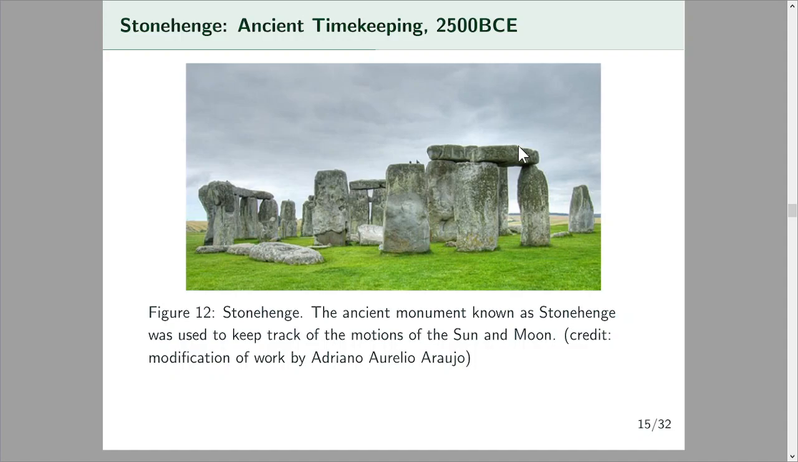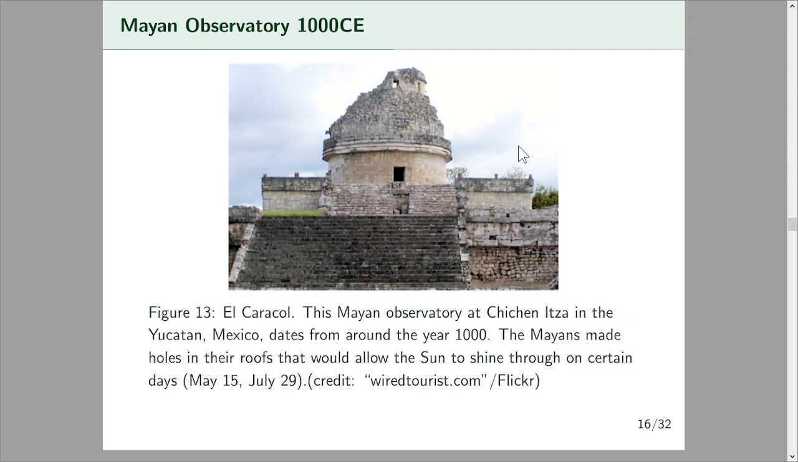People have been timekeeping for millennia, and following the seasons and doing all kinds of stuff like this. This is just a picture of Stonehenge in England, which you should visit if you ever get a chance. It's an ancient arrangement of rocks that kept track of the motions of the sun and the moon. People are still speculating on exactly how it was built.